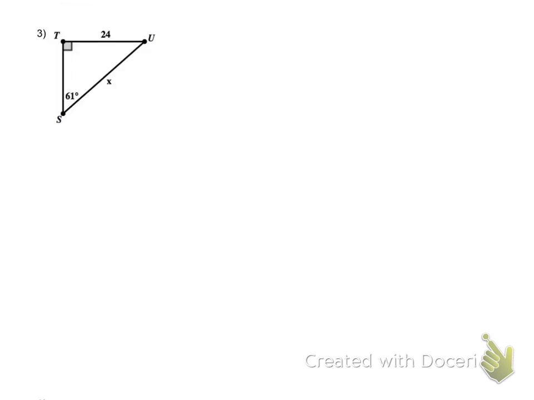Last problem, number 3. Looking from the angle that's given, the 61 degrees, going across from it, we have the 24, which is the opposite. And then across from the right angle, we have our hypotenuse. So opposite and hypotenuse is sine. So I'm going to do sine of 61 degrees equals opposite, which is 24, over our hypotenuse, which is x.